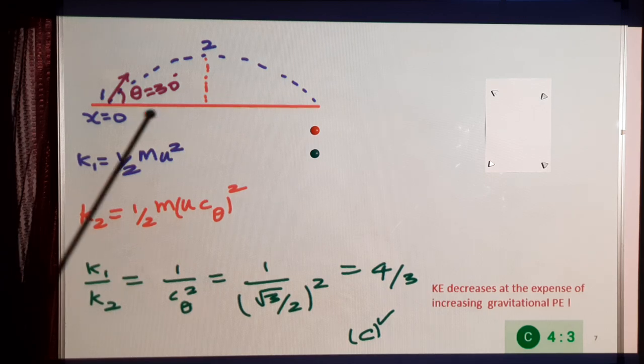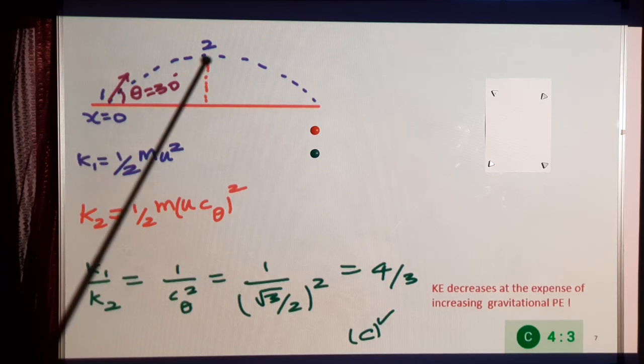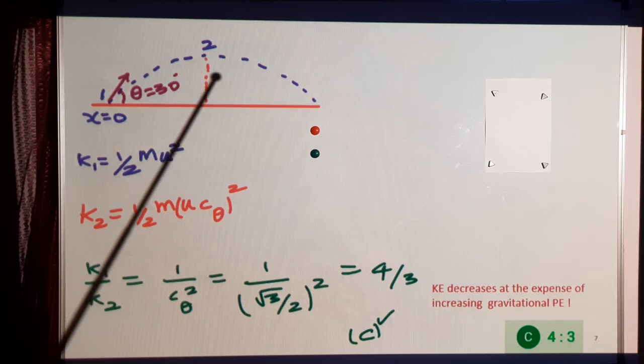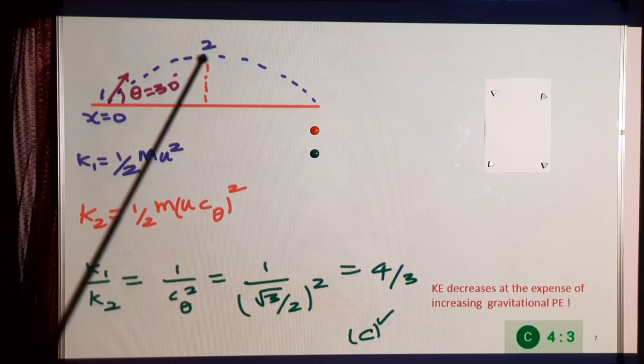So from here to here, there is an increase in gravitational potential energy because of the gain of height. That has come at the expense of a decrease in the kinetic energy, and that is the vertical kinetic energy. The horizontal component of the kinetic energy is the same throughout.